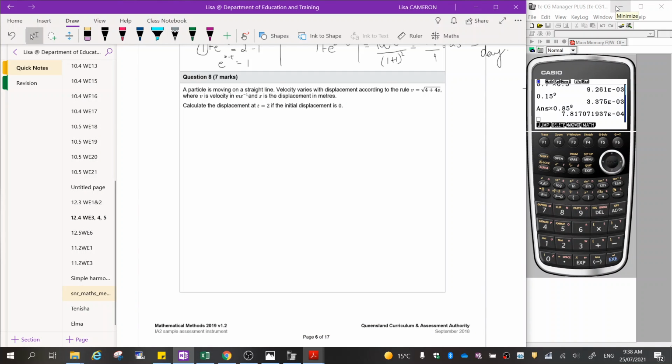Lucky last, question 8. A particle moving on a straight line with velocity varies with displacement according to this rule, where velocity is velocity in meters per second and s is the displacement in meters. That's interesting. Calculate the displacement at t equals 2 if the initial displacement is 0. Well, we have been a little tricky today, haven't we?